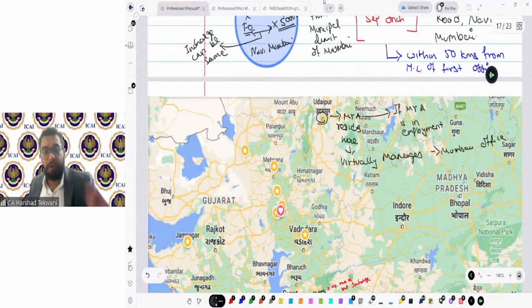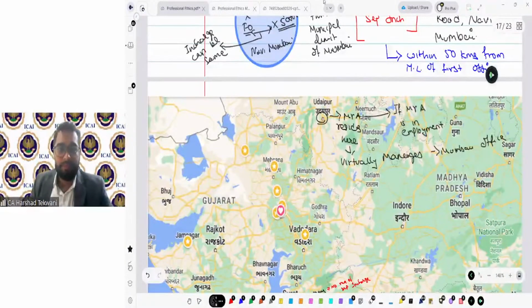Yes, correct, Sumit. The office in hilly areas can be for a period not exceeding 3 months. Till 3 months, it's fine in a financial year. Basically, the term mentioned is a year, so you can consider the financial year. That is fine. Any other doubt, guys? Okay.